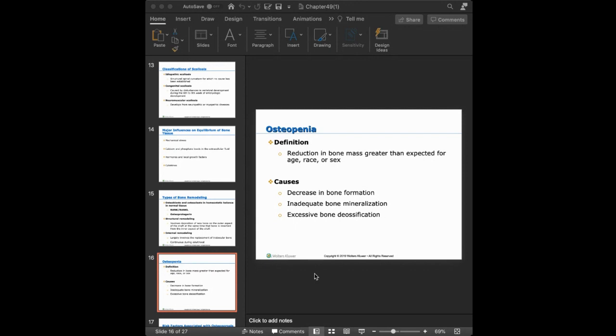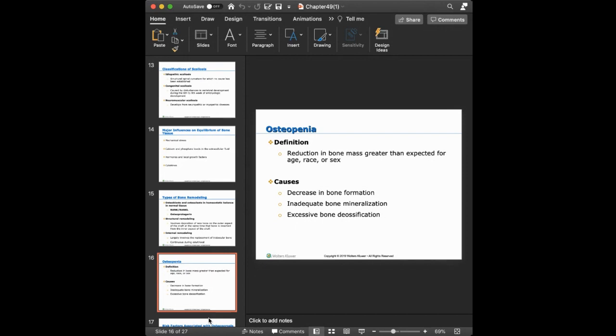All right, so bone loss versus fracture. We've got destruction of the bones. Osteopenia is a reduction in bone mass. So it can be less bone formation, it could be poor bone mineralization, or it can be deossification, so breakdown of the bones, calcium reuptake from the bones.